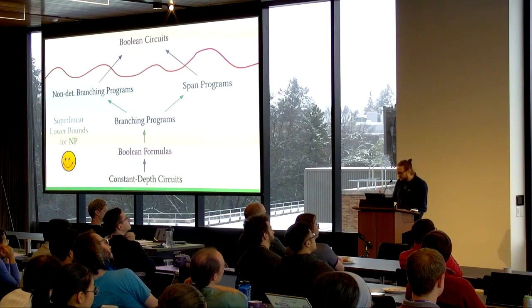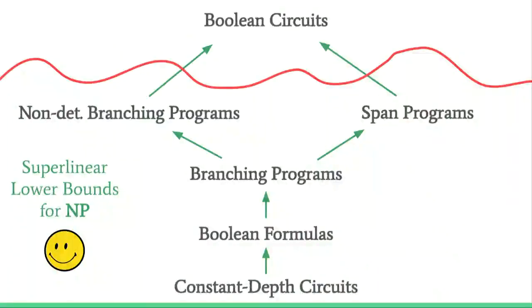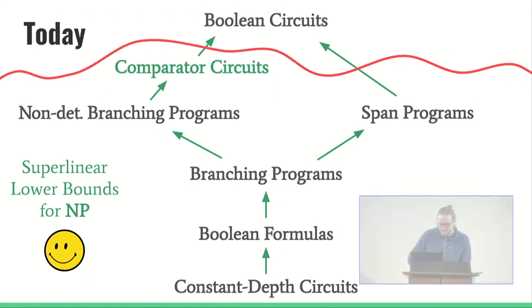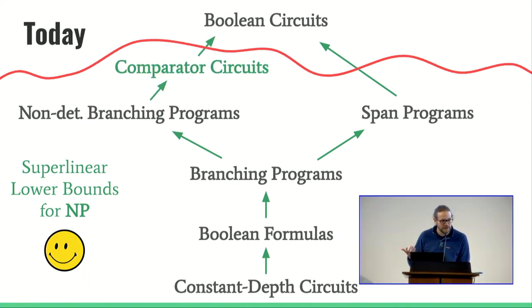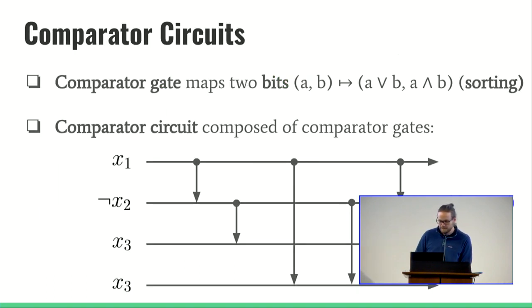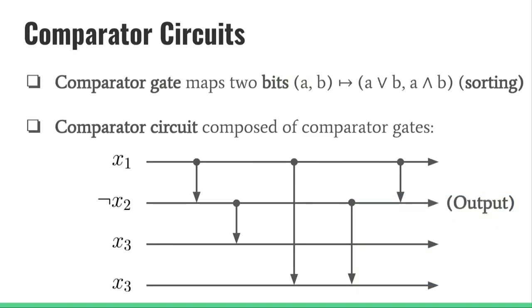Like Adam mentioned earlier, the main result I'm going to talk about today is pushing this boundary a tiny bit further. We're going to describe a new model called comparator circuits. They're in between the power of non-deterministic branching programs and Boolean circuits, and we'll actually be able to prove superlinear lower bounds on the sizes of the model. So what are comparator circuits? They're a very natural model. A comparator circuit is just a circuit that's composed of comparator gates.